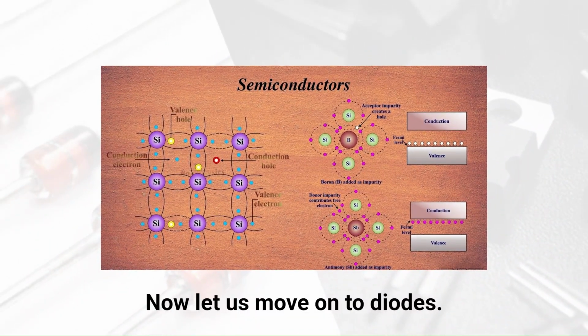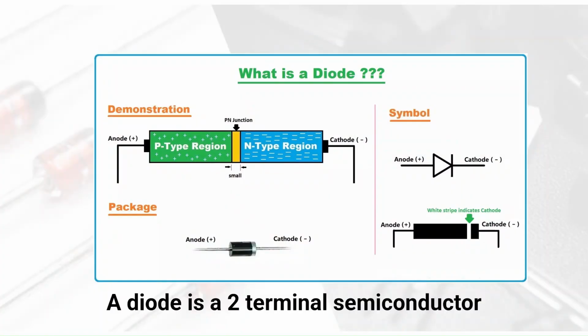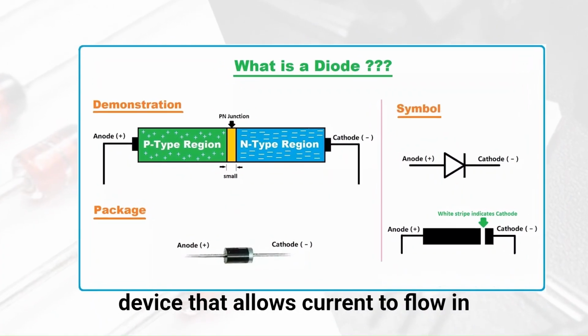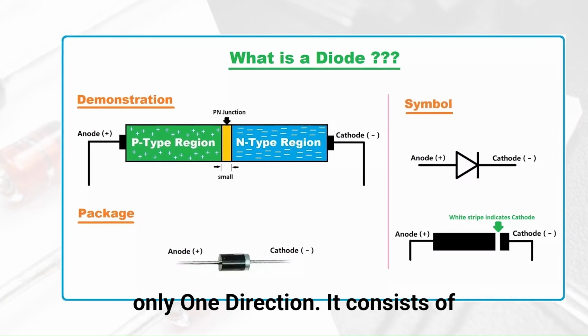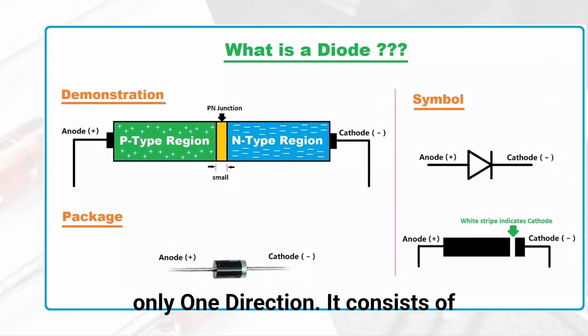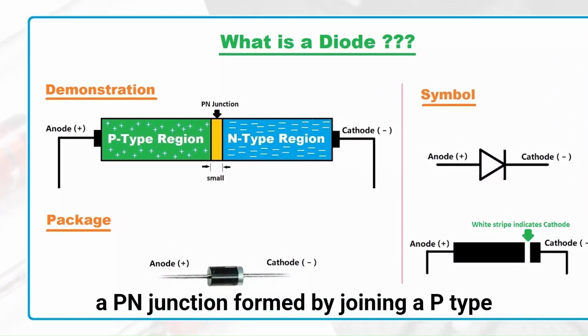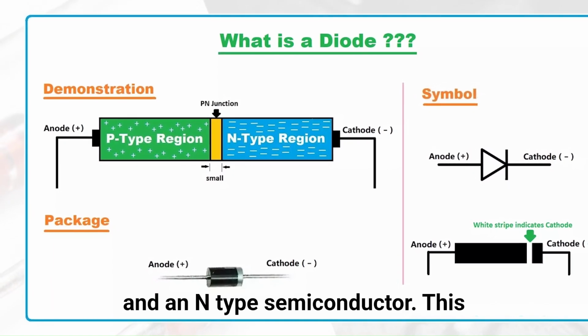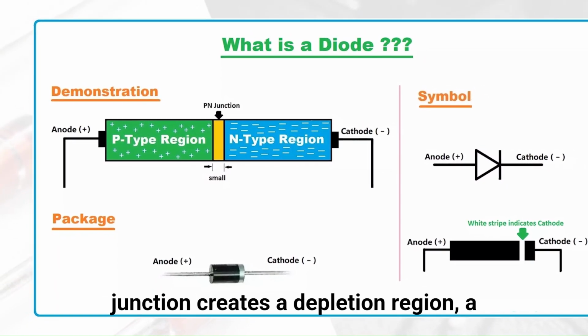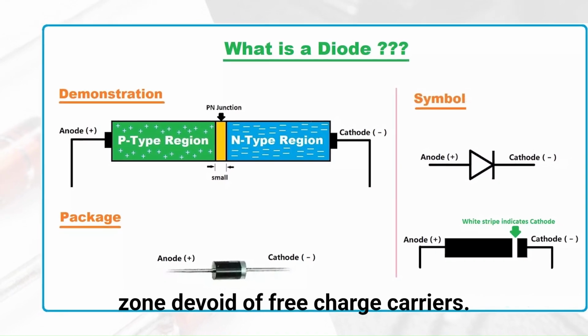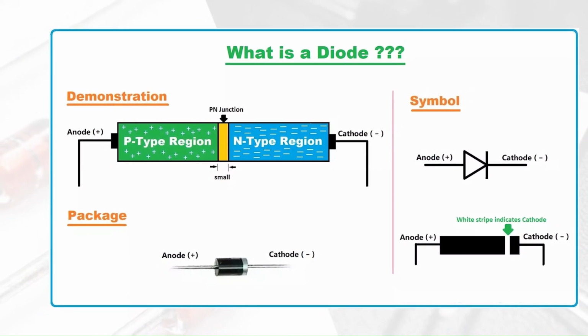Now, let's move on to diodes. A diode is a two-terminal semiconductor device that allows current to flow in only one direction. It consists of a PN junction, formed by joining a P-type and an N-type semiconductor. This junction creates a depletion region, a zone devoid of free charge carriers.